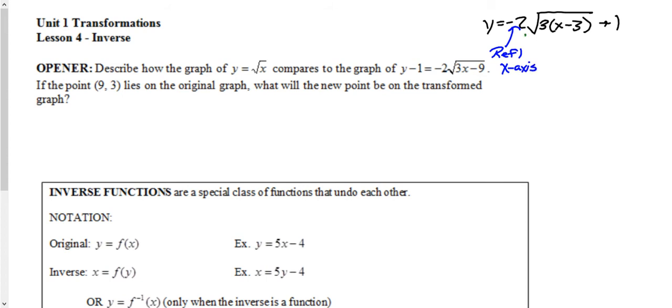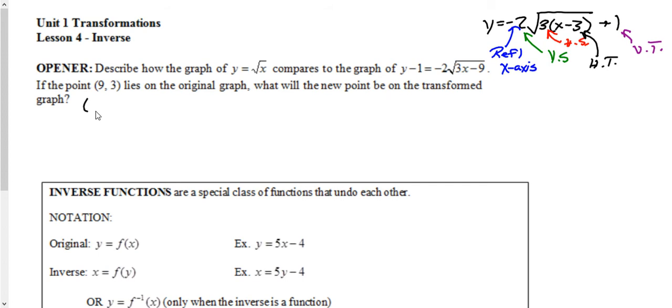That 2 there, of course, that 2 outside of our function is a vertical stretch. We have a horizontal stretch, of course, that's what this 3 here is. That's a horizontal stretch. It looks like we have another right here, and that 3 there is a horizontal translation. And last but not least, we have a vertical translation with that 1 there, so that's a vertical translation. So with all that said, let's figure out our mapping.